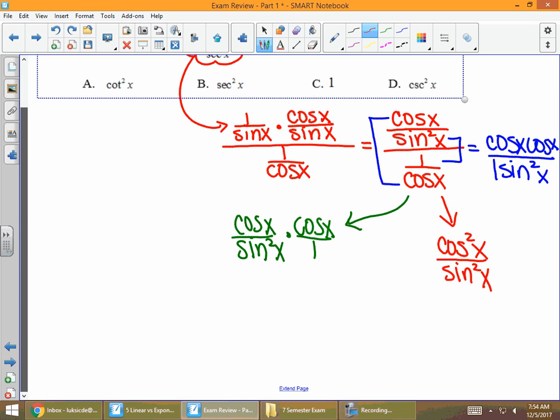And if you look at your options here, cosine squared over sine squared is not cosecant squared, it's not 1, it's not secant squared, it is cotangent squared.